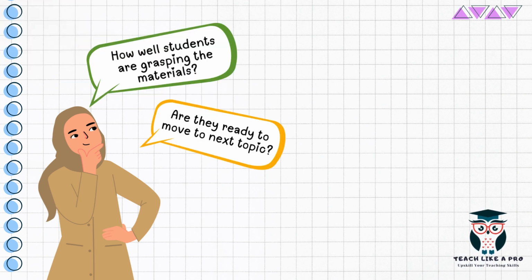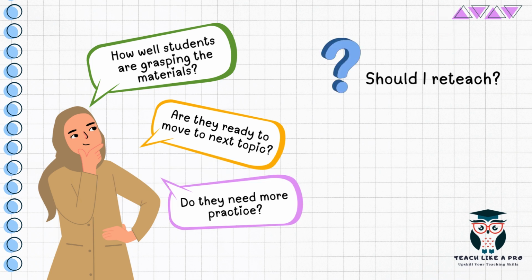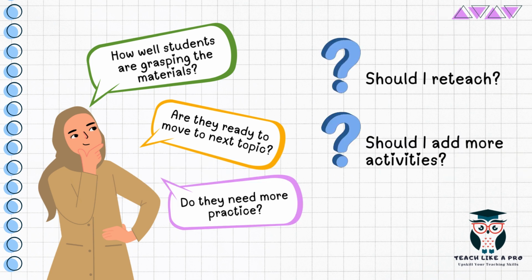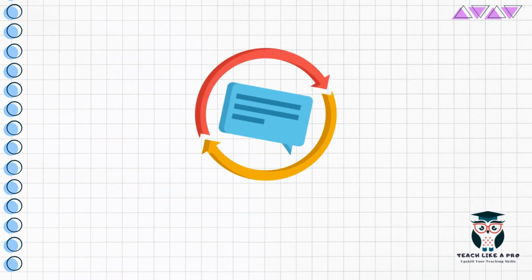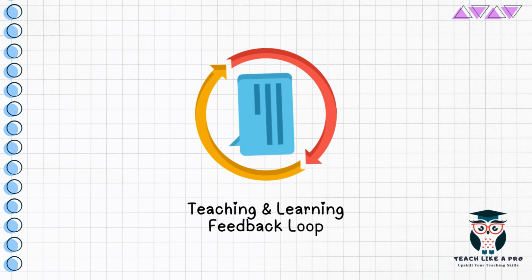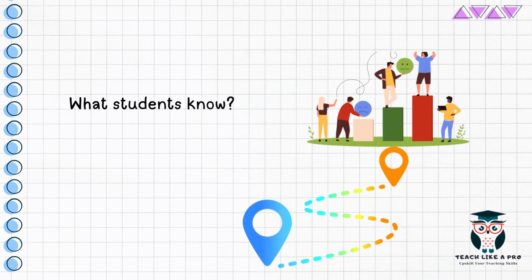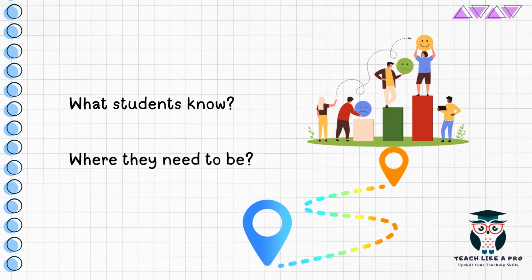Are they ready to move on? Or do they need more practice? Do you need to reteach a concept? Or can you offer enrichment activities for those who are excelling? This ongoing feedback loop is what makes formative assessment so powerful. Remember, formative assessment isn't just about measuring what students know, it's about guiding them to where they need to be.